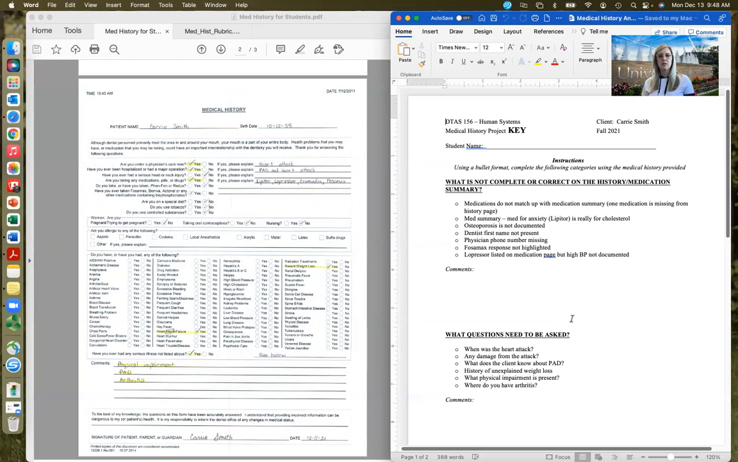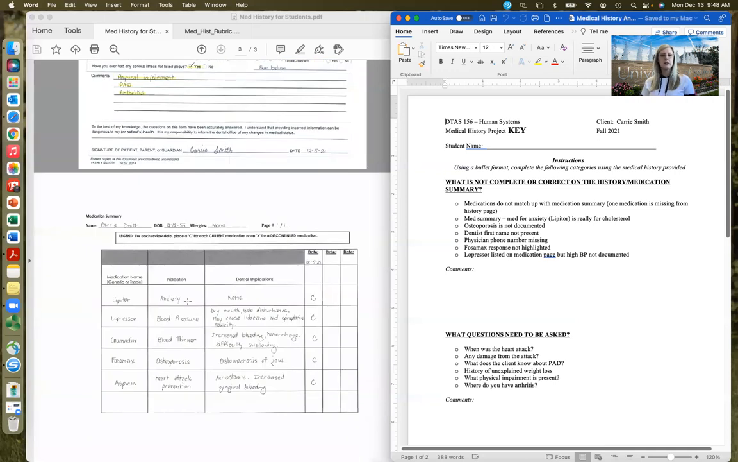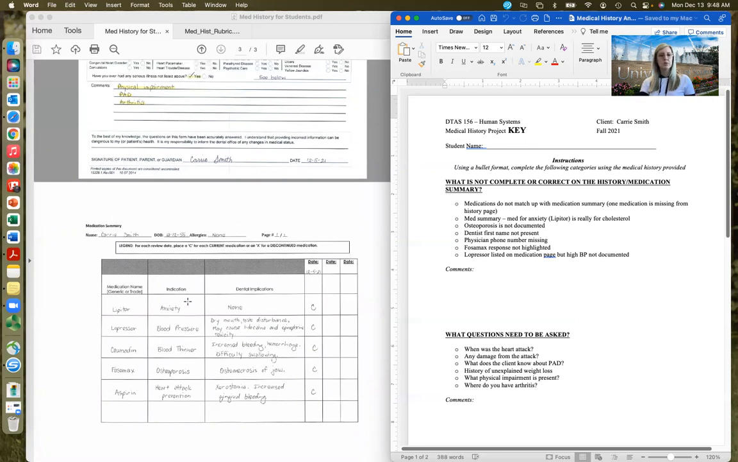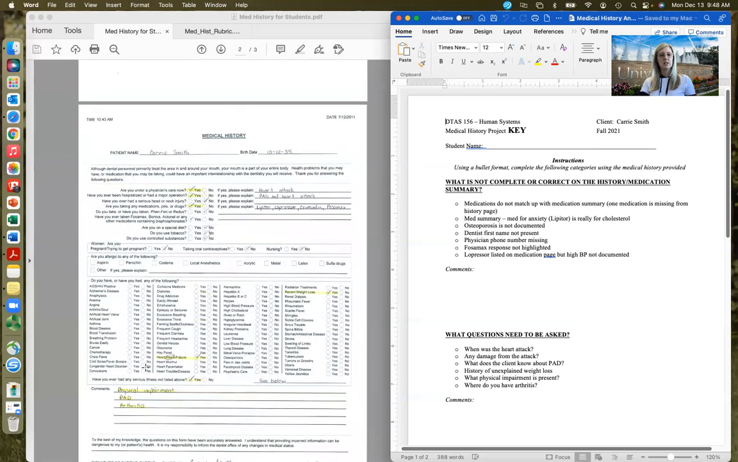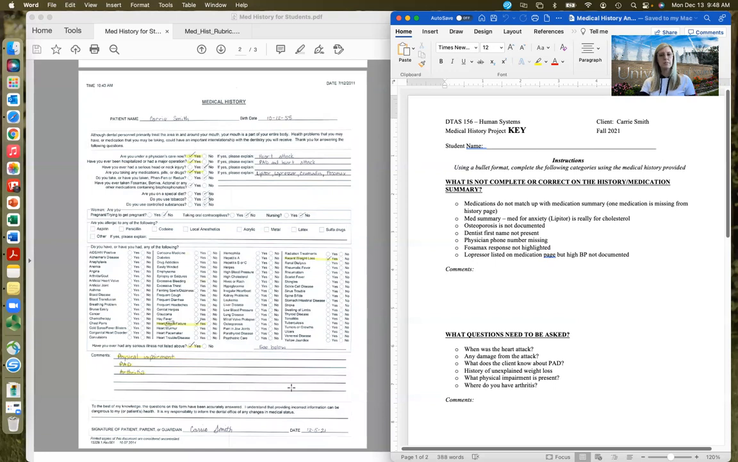out in clinical practice. Okay, so the medications on the med summary do not match up with the medications on that first page of the medical history. On the med summary, the medication that is listed for anxiety, Lipitor, is actually not for anxiety, it is for cholesterol. Okay. Osteoporosis is not documented, even though we've documented that they're taking Fosamax, but they did not list that anywhere on their medical history. Okay. So that would be incomplete or incorrect. And then Lopressor is listed on the medication page as well, but the patient did not document that they have high blood pressure. Okay, so all of those things.